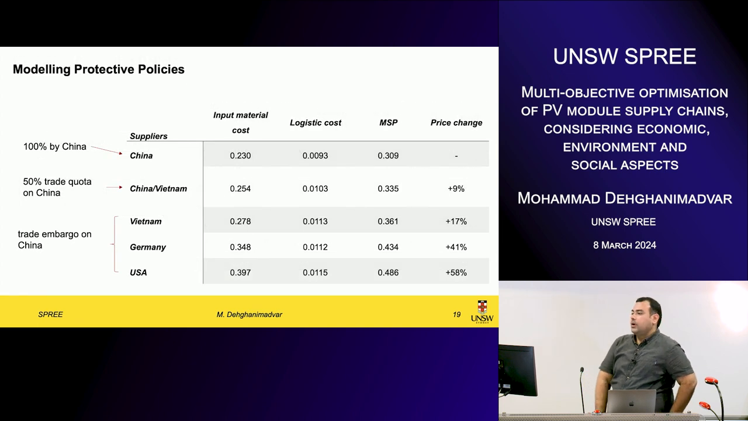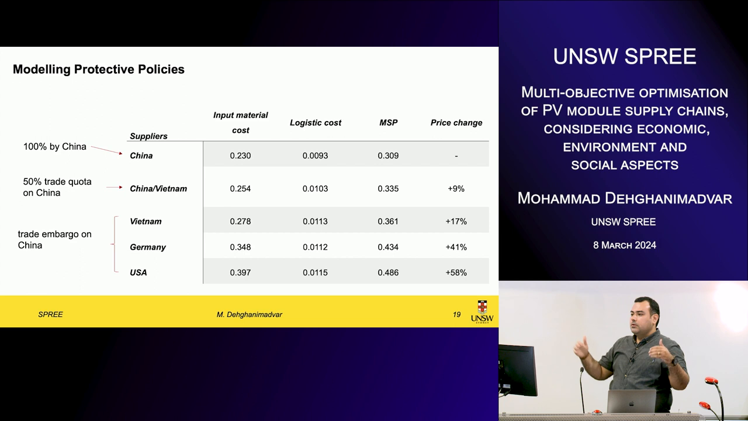Finally, the other two protective approaches. One of them was import quota, and the other one was import embargo. On the base case scenario, everything comes from China. What happens if we impose a 50% limitation on Chinese imported material, so they can only supply 50% of the market? Then the next supplier will show up, and in this case, 50% by China and 50% by Vietnam. So your module price goes up by 9%.